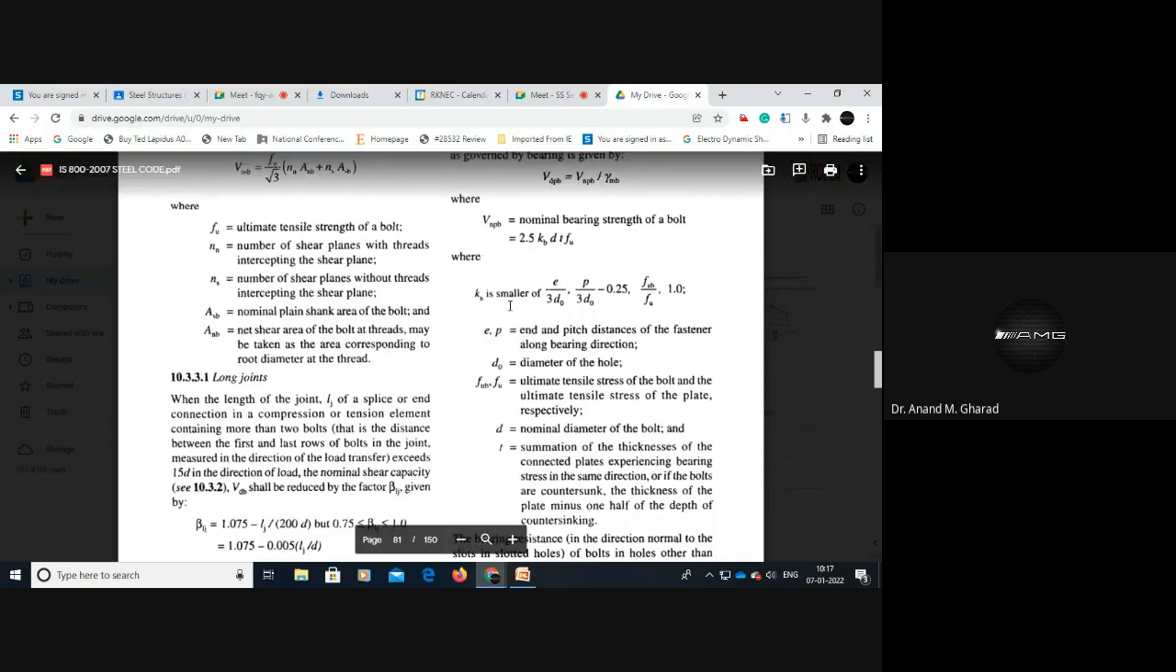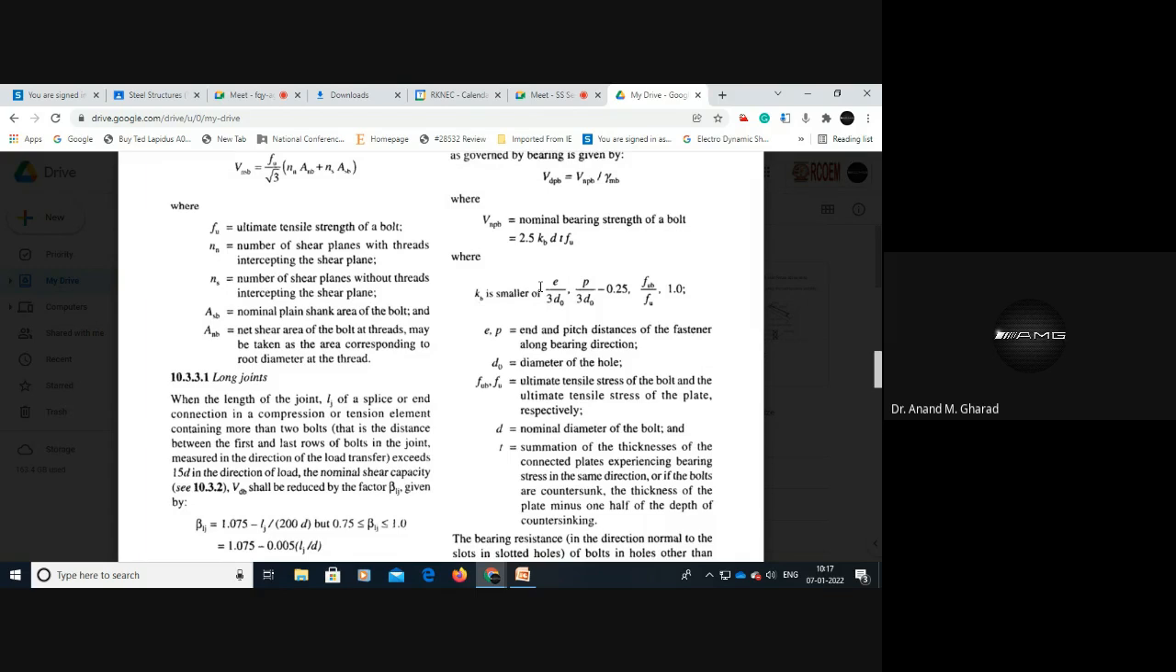Look, kb is the smaller of these four parameters. What are these? Small e divided by 3 times d naught, comma, p divided by 3 times d naught minus 0.25, then fub divided by fu, and 1, whichever is less. That value shall form kb. What is small e? Small e is the end distance and small p is the pitch distance of the fastener along bearing direction.